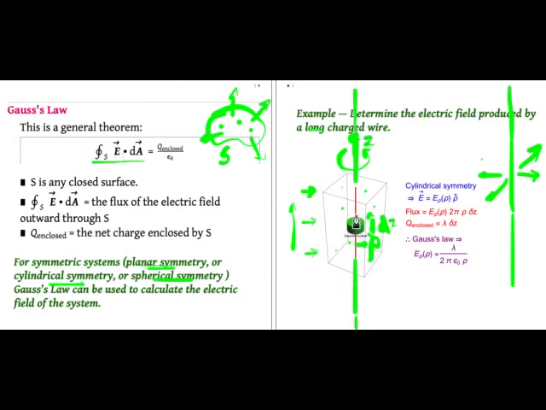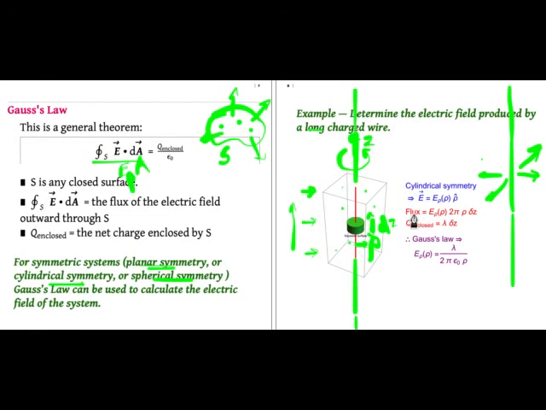And E is constant as long as I have equal distances from the z-axis. So I end up with here just E times A. It has to be E in the correct direction. It's E in the rho direction times A because of this cylindrical symmetry.